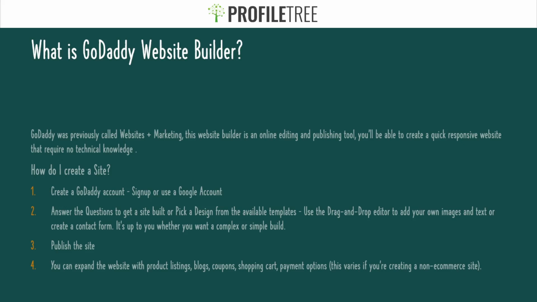So, how do I create a site? First, you would want to go and create a GoDaddy account, sign up or use a Google account. You'll either have to answer a couple of questions to get a site built, or pick a design from the available templates. Make sure you use the drag and drop editor to add your own images, text, or create a form. Of course, it is up to yourselves whether you're trying to create a complex or simple website build.